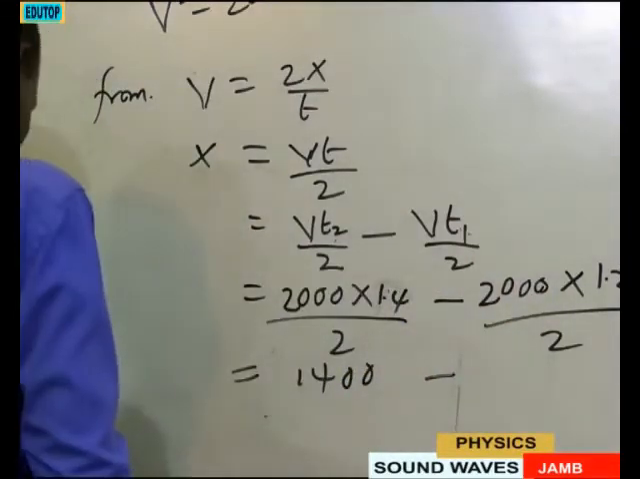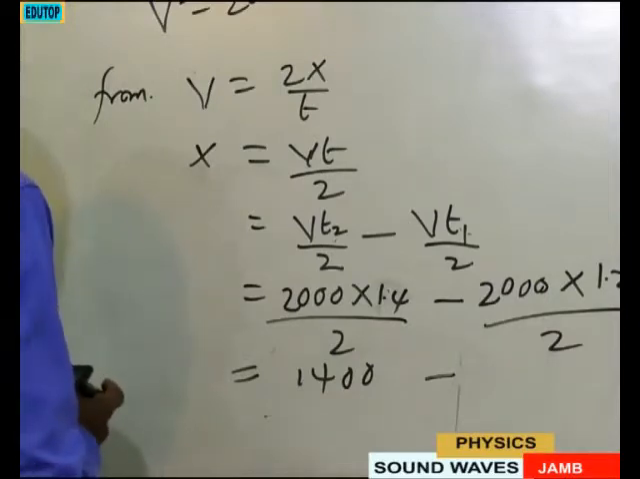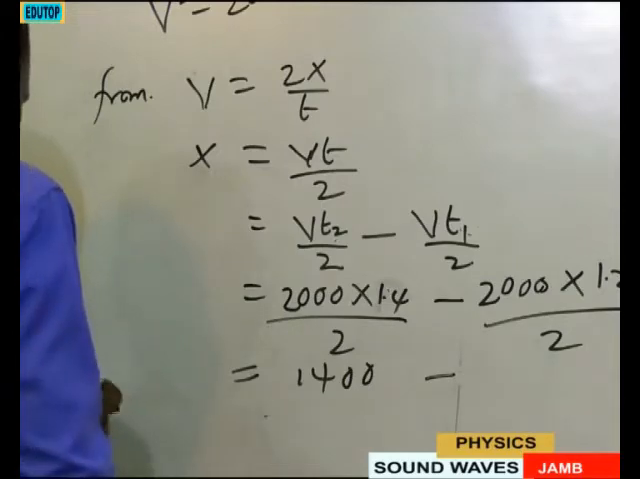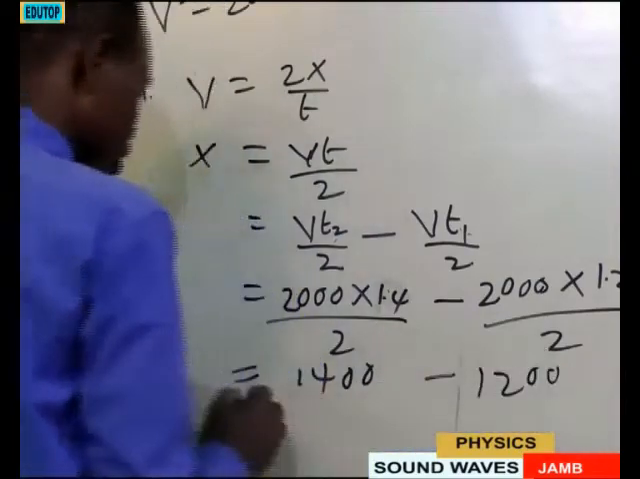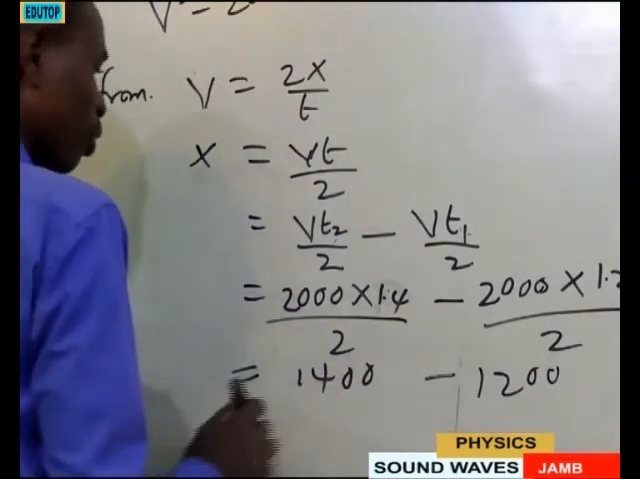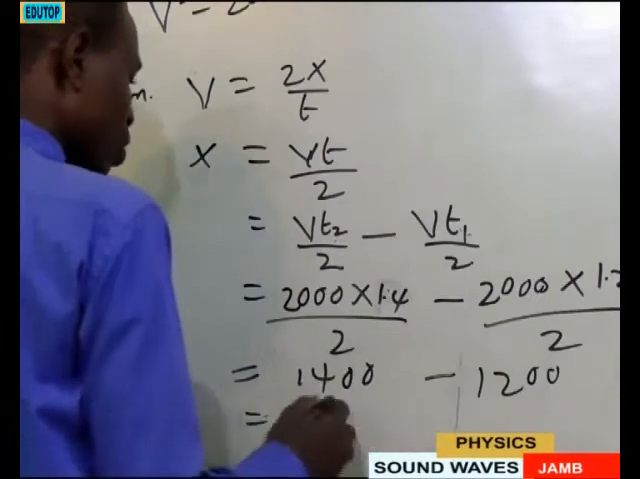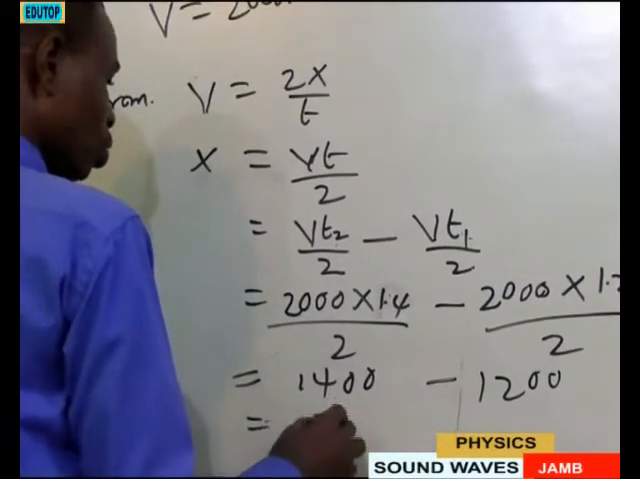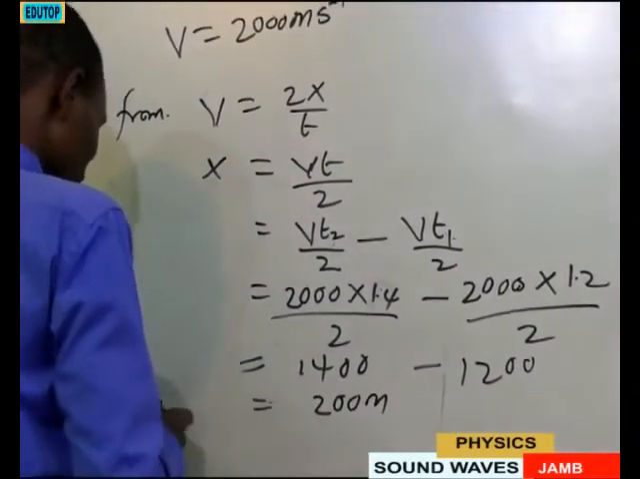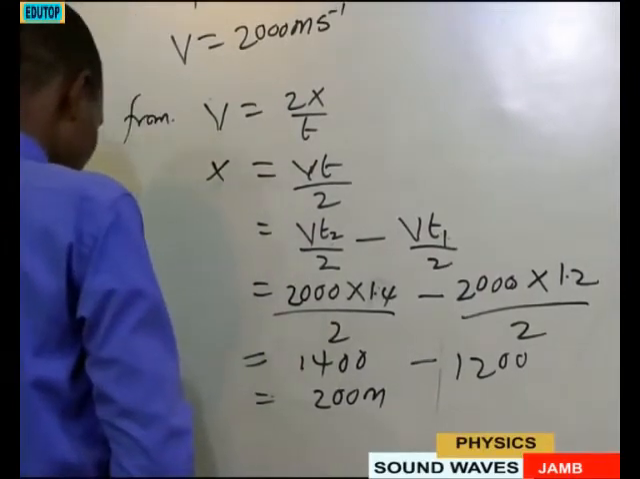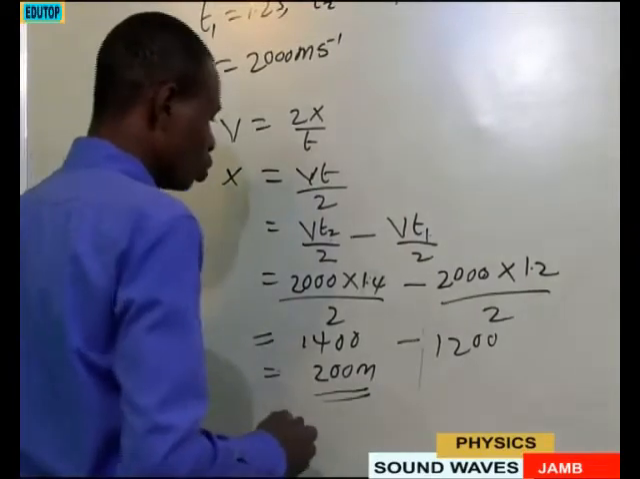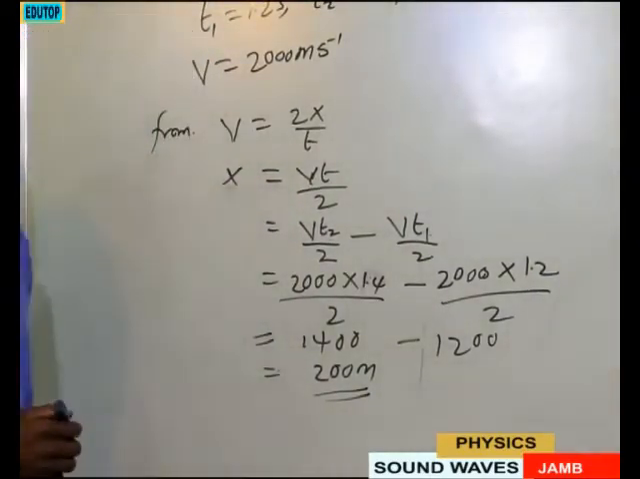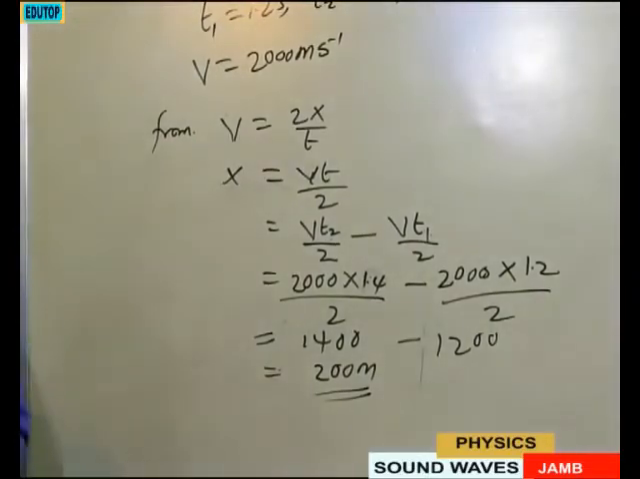For the second one, it is going to be 2000 times 1.2. Okay? Everything divided by 2 is going to be 1200. So if we subtract 1400 minus 1200, we are going to have 200 meter. 200 meter. Okay? And that will be the distance between the two layers. The distance between the two layers.